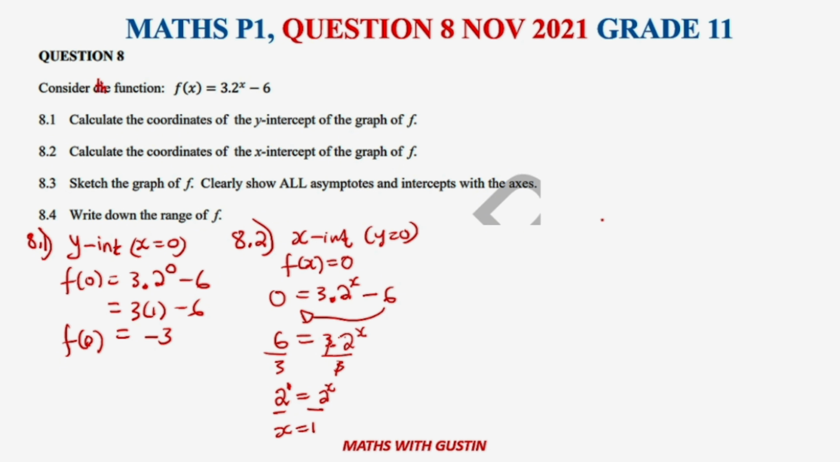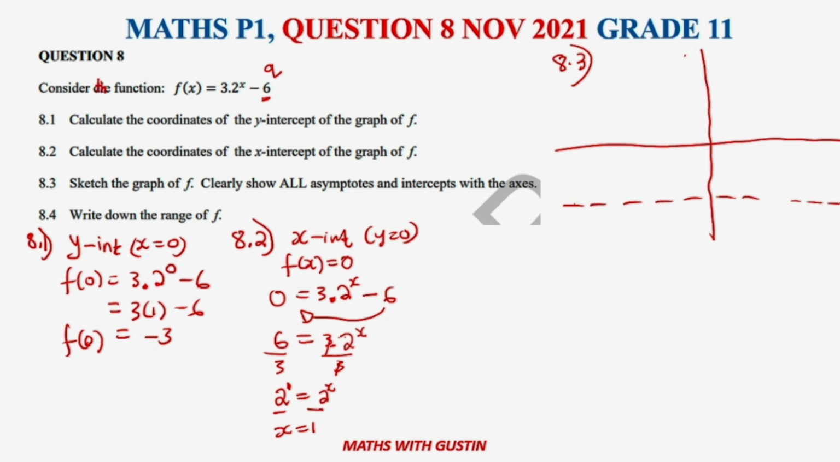Now let's come here. 8.3 says sketch the graph of f, clearly show all asymptotes and indicate the intercepts with the axes. Let's sketch our graph. We know that this is the line of asymptote. This is minus 6, which is equal to q. So I'm going to put minus 6 here. That's minus 6 there. This is the y-axis, and this is the x-axis.